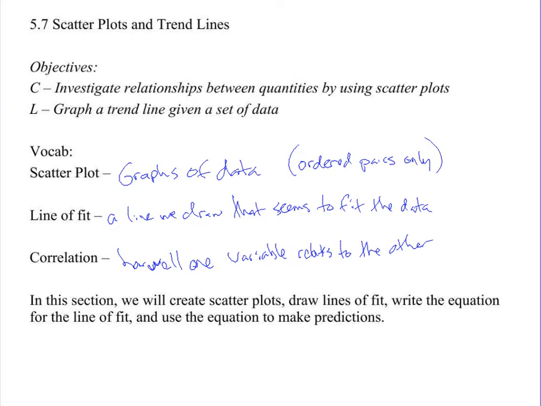So in this section, we're going to create scatter plots from data. We're going to draw lines of fit from the scatter plot that we made. Then write an equation for the line of fit by picking a couple points on that line. And then using the equation to make predictions. So once we have the equation, we'll say, what's going to happen in 5 years from now? Something like that.